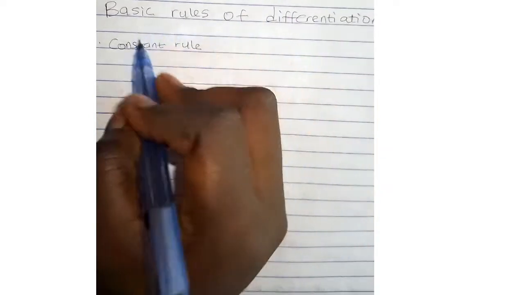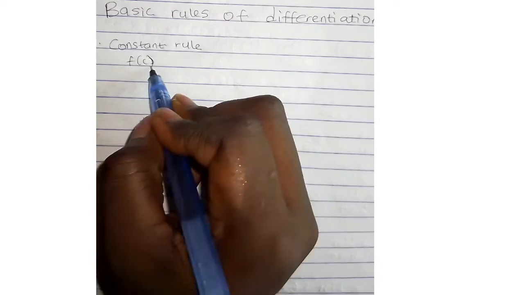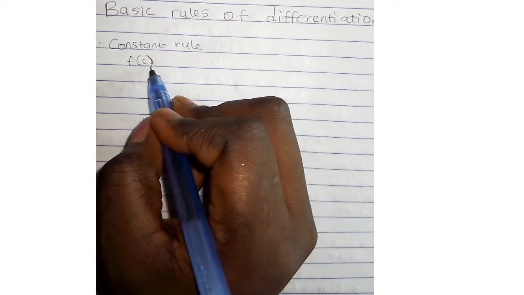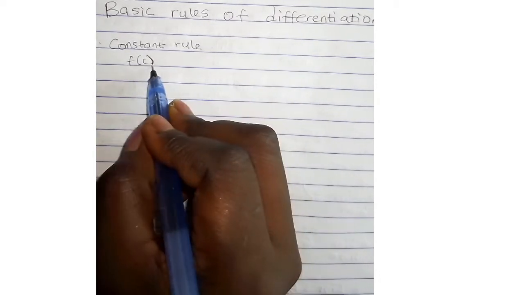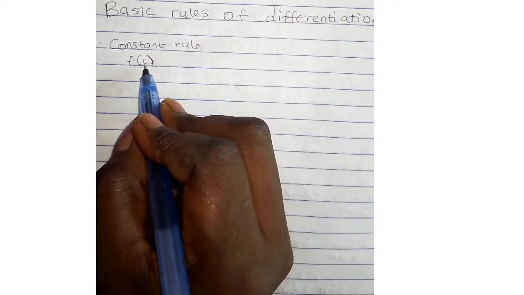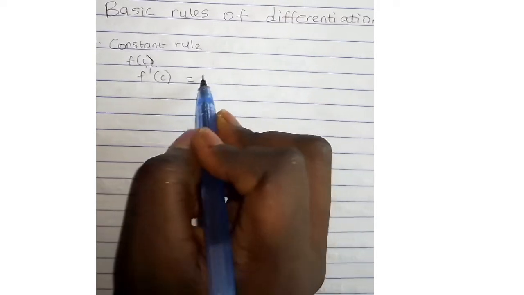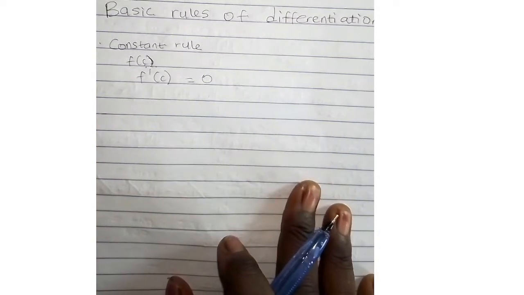This simply means when you differentiate a constant. For example, there's a function. When you differentiate this function, since the function is carrying a constant, we're going to have 0. A constant simply means a number with no alphabet attached to it.